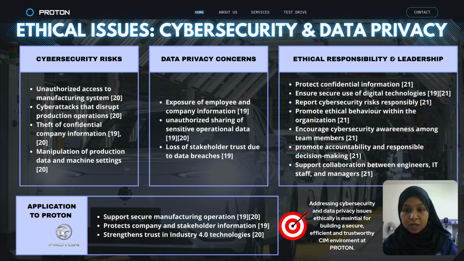cybersecurity requires teamwork, which means engineers, IT specialists, and managers must work together to create a safe and secure manufacturing environment. For Proton, addressing cybersecurity and data privacy issues is important to support secure manufacturing operations, protect stakeholder information, and strengthen trust in Industry 4.0 technology.